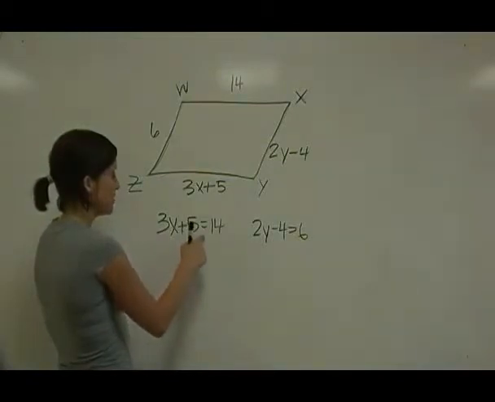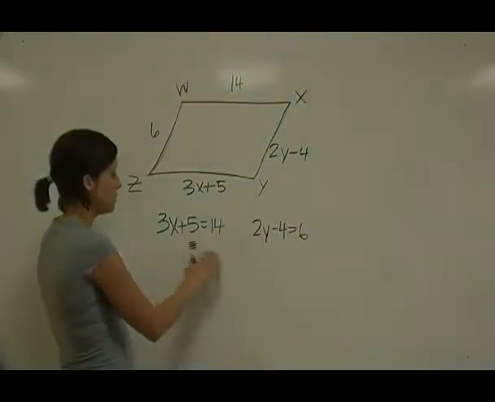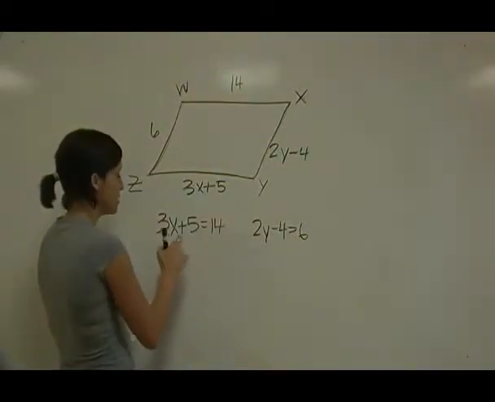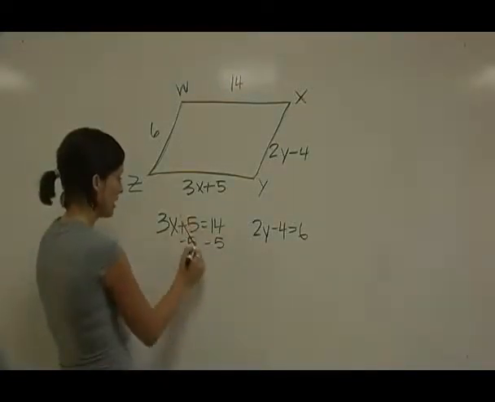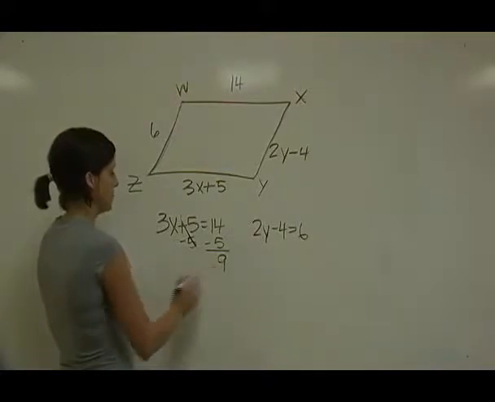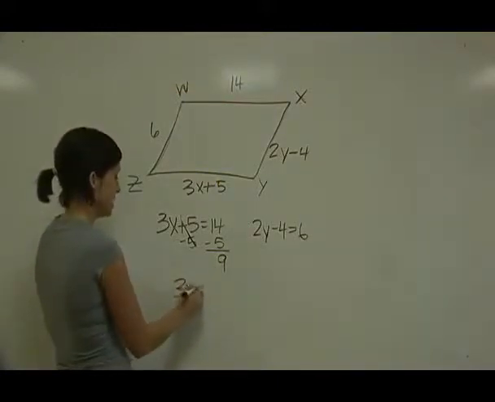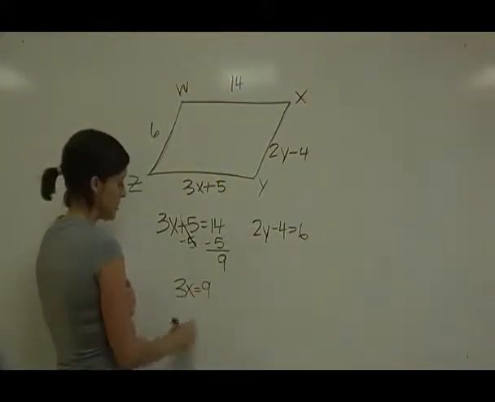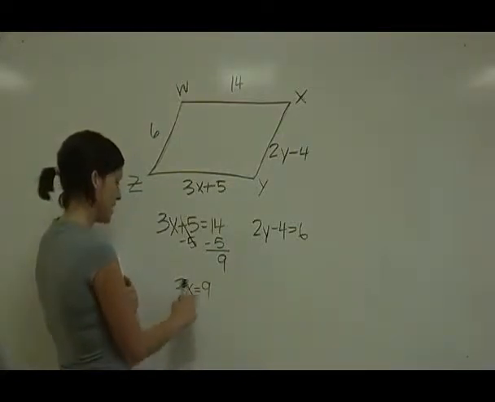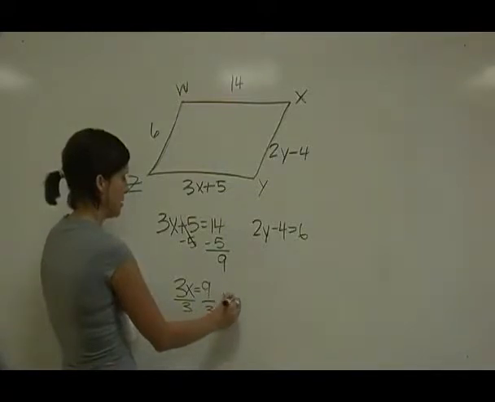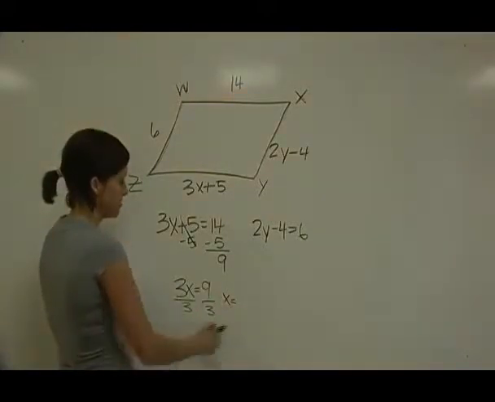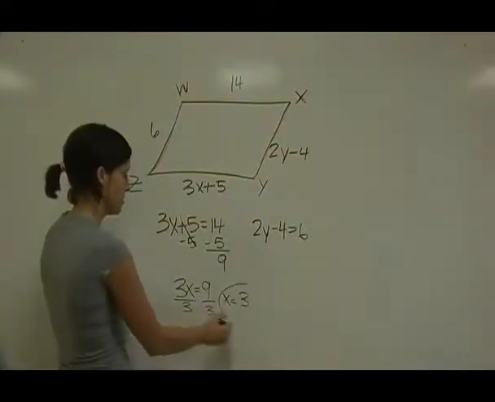So 3x plus 5 equals 14. We need to get our whole numbers onto the right side. So to do that, we'll subtract 5 from either side. That cancels out, and this equals 9. So you're left with 3x equals 9. To solve for x, you want to divide both sides by 3. And you're left with x equals 9 divided by 3, which is 3. So we've got our x value.